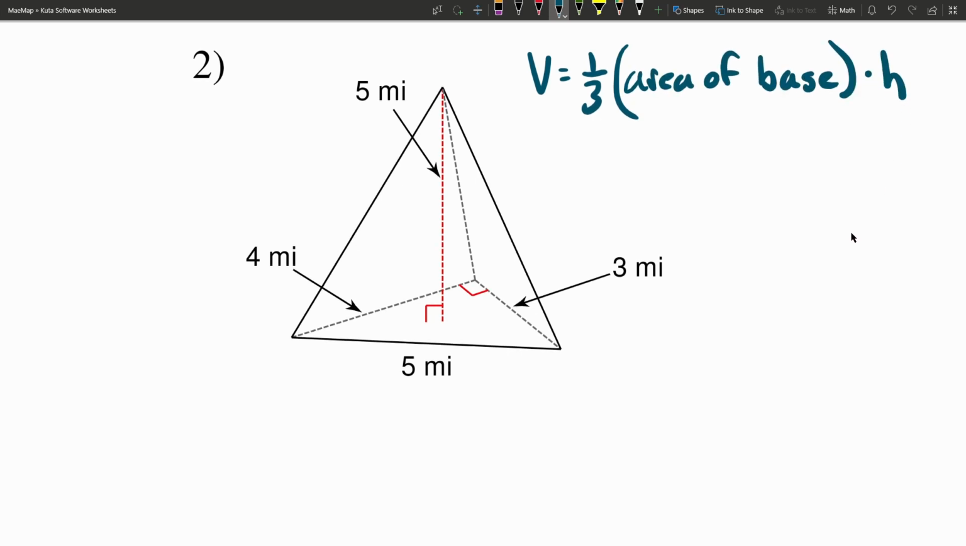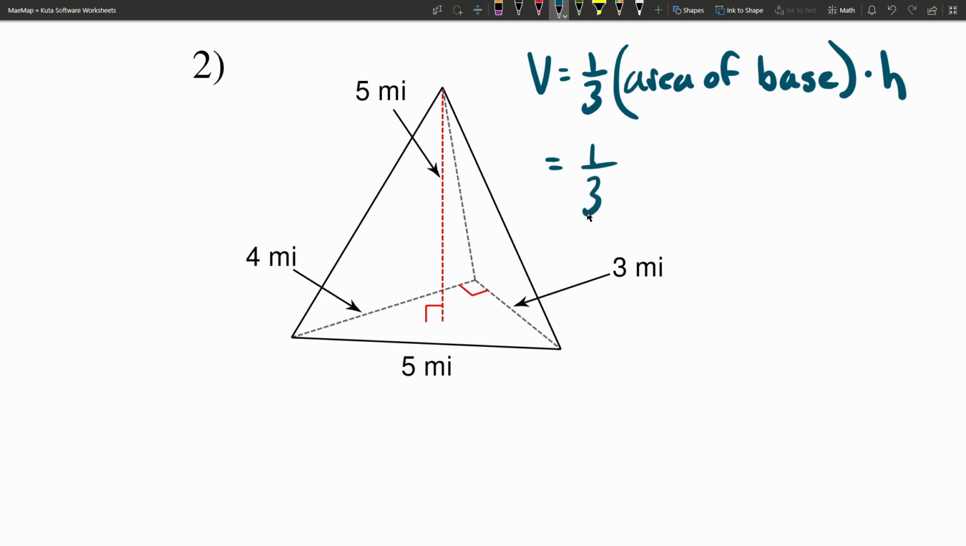times the height. So similarly to how we did number 1, where we took the area of the base and multiplied it by the height, for a pyramid, it's 1/3 the area of the base times the height. So just slightly different. So let's go ahead and calculate that now.